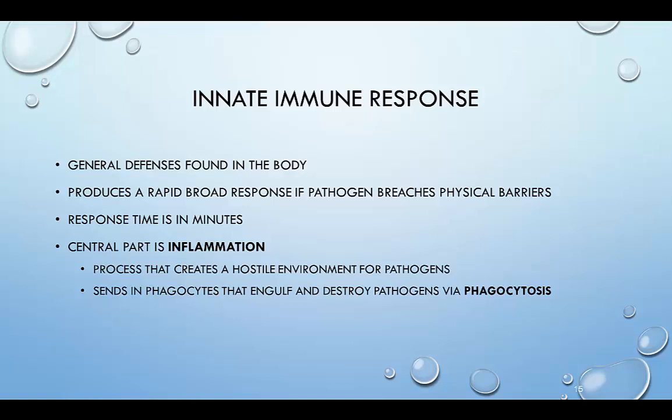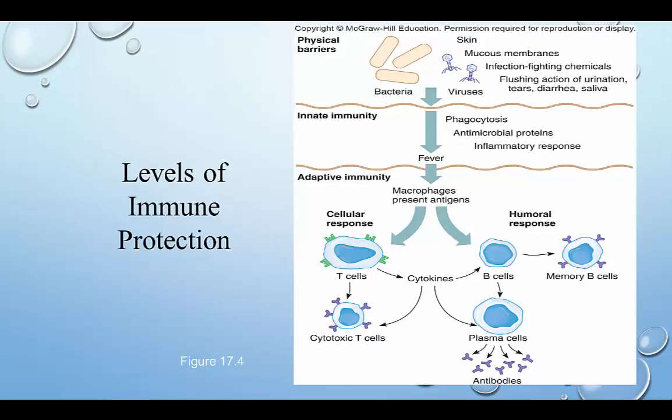It produces a rapid response if a pathogen gets beyond our physical barriers, and the response time is often in minutes. The central part of this is what we see as inflammation, and this creates a hostile environment for the pathogen, and it sends our phagocytes to engulf and destroy the pathogen, and we learned that this was phagocytosis. So levels of immune protection: physical barriers, innate immunity, and adaptive immunity.